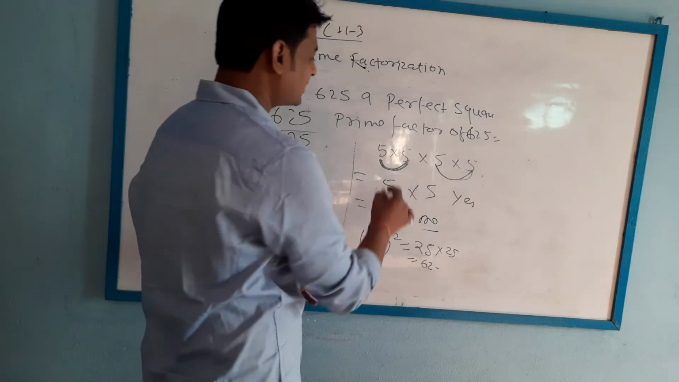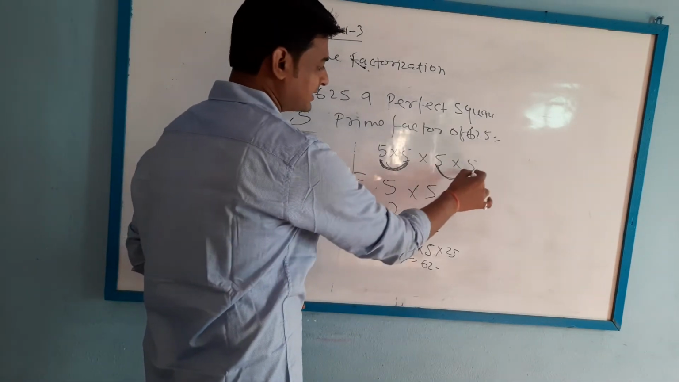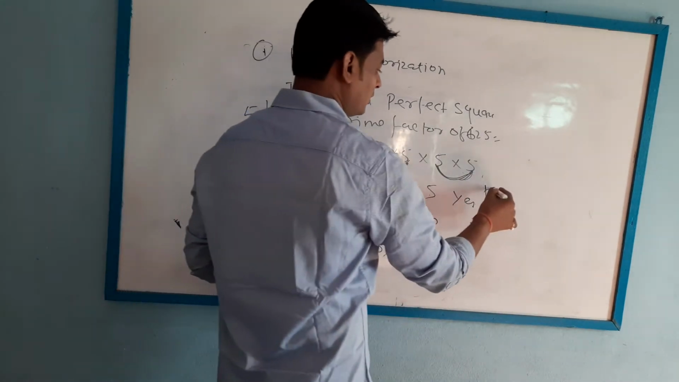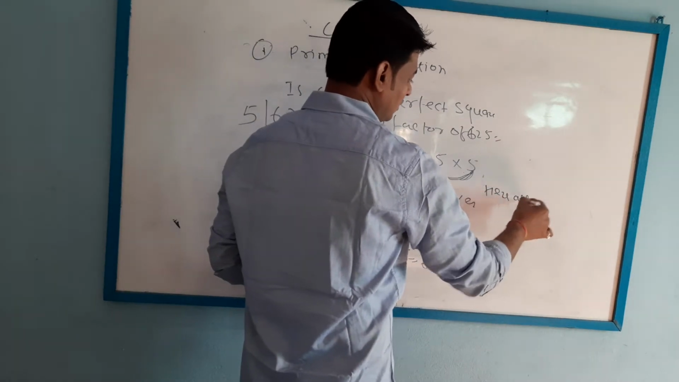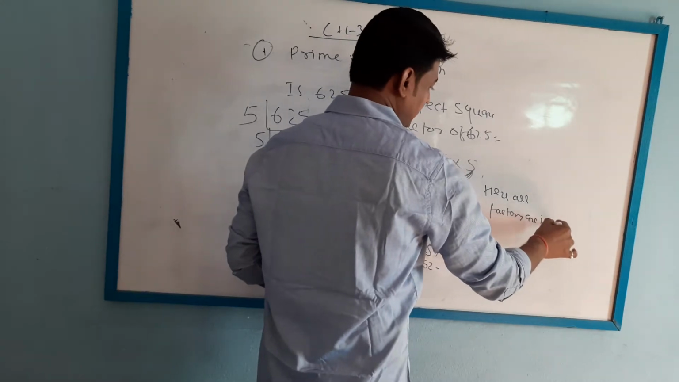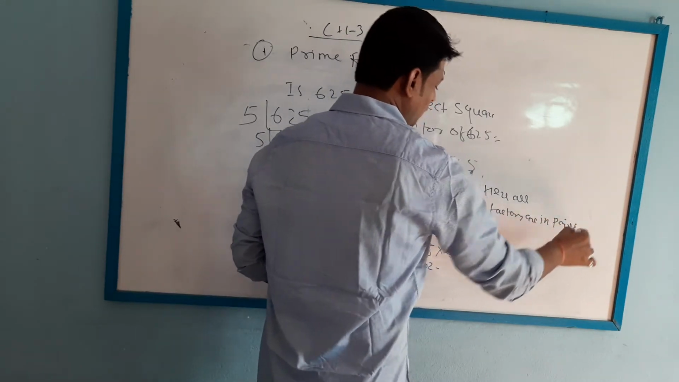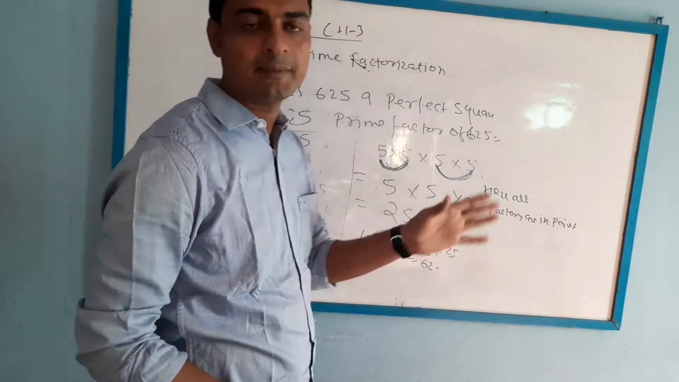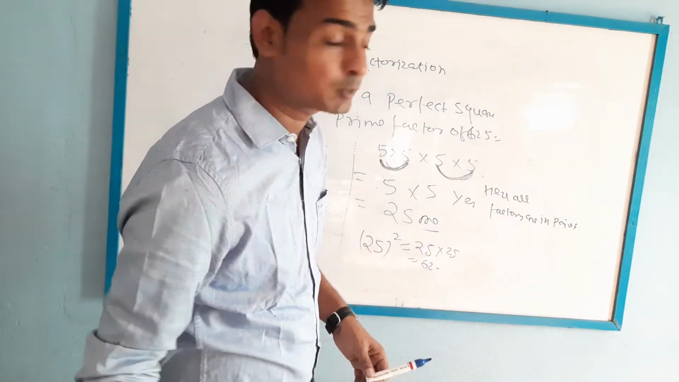Here all the factors are in paired form. No factors are unpaired. So we can say that 625 is a perfect square. Next, move to the next question.